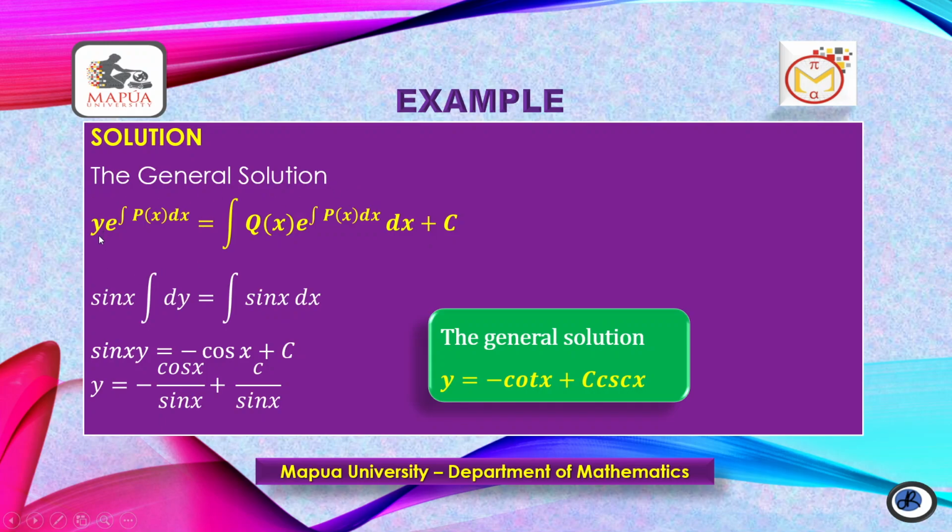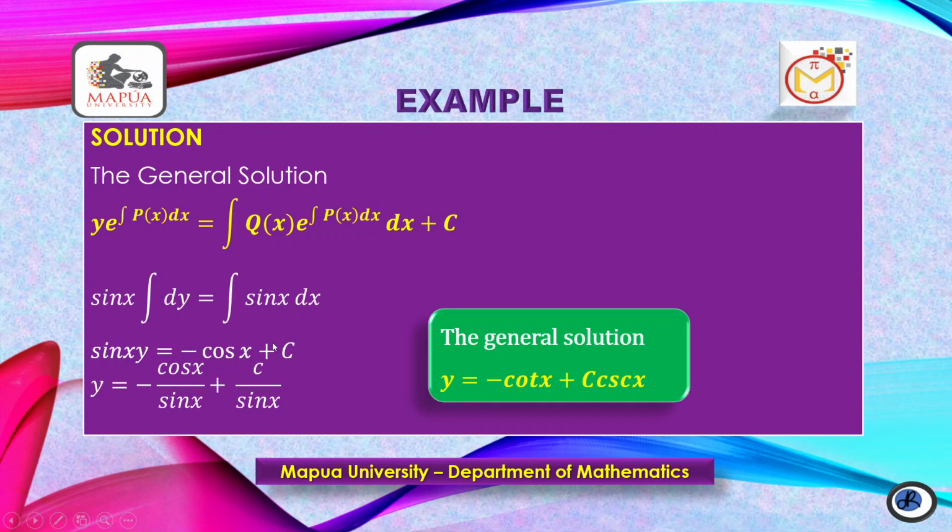We have y multiplied by the integrating factor, and our integrating factor is sine x. Then for the q(x), we have sine x dx. Therefore, we have the integral of d(y sine x) here, so this is sine x times y. And on the right side, the integral of sine x is negative cosine x.